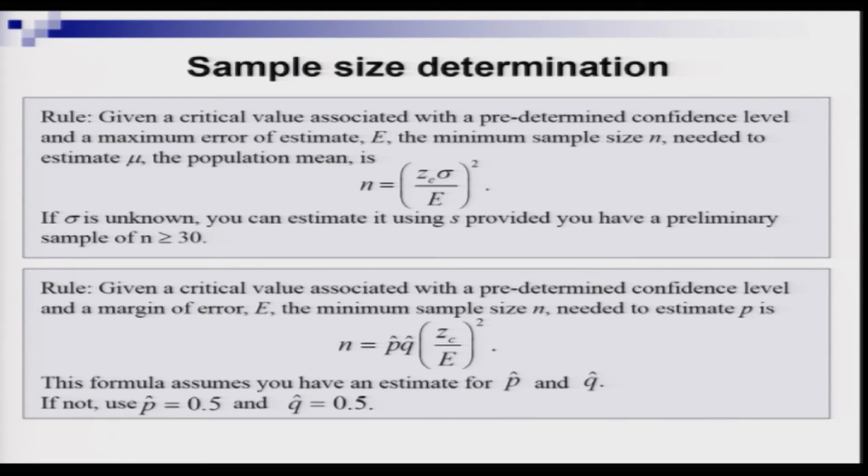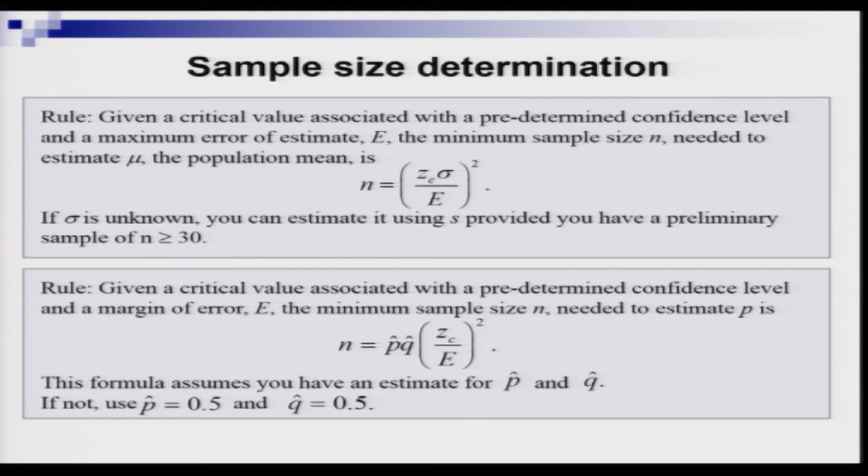So, if sigma is unknown, then okay, no problem. If you are dealing with a large sample, then you can use a proxy for it by calculating S, the sample standard deviation, that works in practice when you have a large sample.